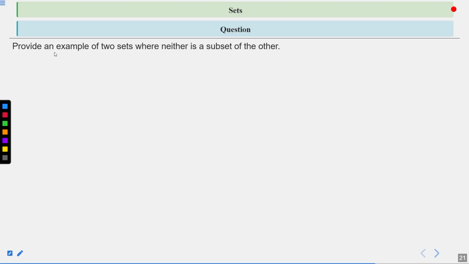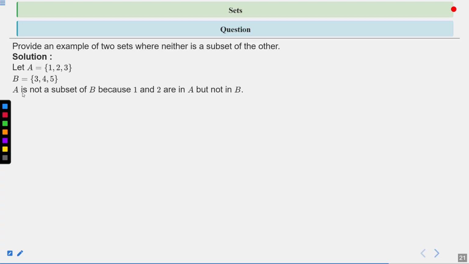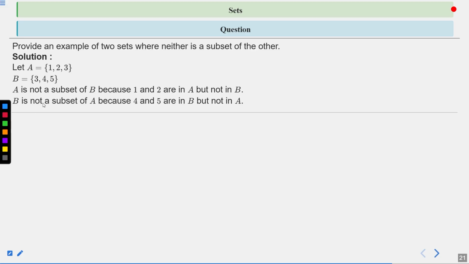Now, provide an example of two sets where neither is a subset of the other. Solution. Consider set A with elements 1, 2, 3 and set B with elements 3, 4, 5. Now A is not a subset of B. Why? Because 2 belongs to A but not to B. Same goes for 1. And B is not a subset of A because 4 belongs to set B but not to set A. Clear?